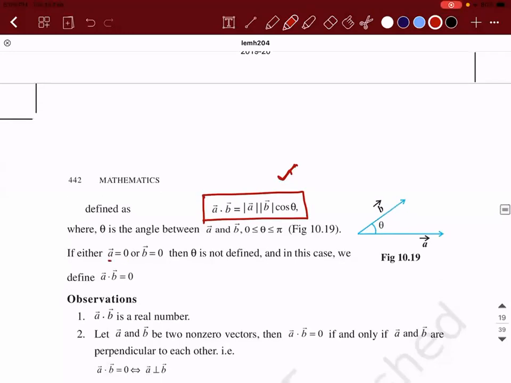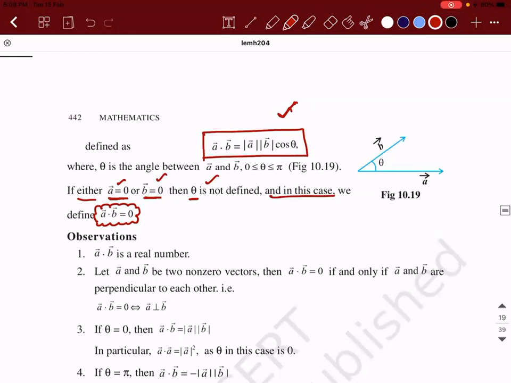So if either A vector is 0 or B vector is 0, then theta is not defined, and in this case we can say A vector dot B vector is equal to 0. So you have two vectors A and B. If either of the vectors is a 0 vector, then A vector dot B vector is 0.